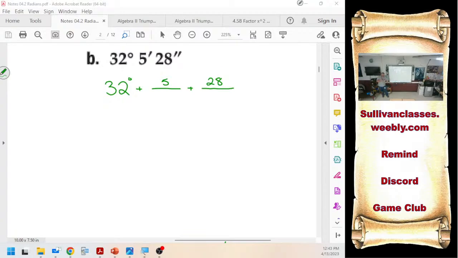How many minutes go into a degree? 60. Careful. How many seconds go into a degree? 3,600, right? It's 60 by 60. So if you want to write 3,600 or you want to write like 60 squared, whichever way helps you remember that better. But it's over 3,600 or 60 squared. If I want to turn this into a decimal, I just jam this in my calculator. I'll have 32 point blah, blah, blah degrees.